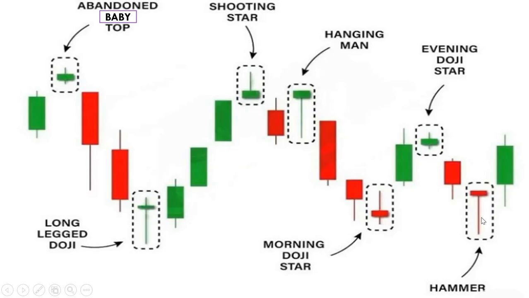And the last is your hammer. Hammer is your bullish reversal. Bullish reversal means the prices are moving down, bearish; the opposite of bearish is bullish. So it's a bullish reversal, and this hammer is always at the bottom. Say, hanging man was always on the top. Hammer is always at the bottom.